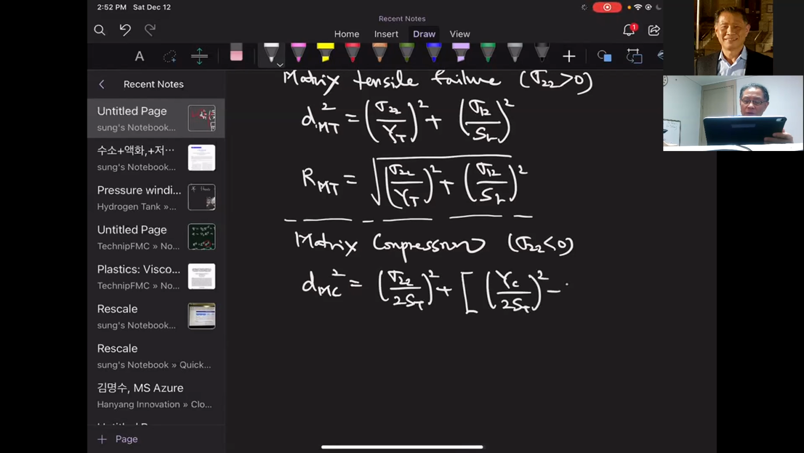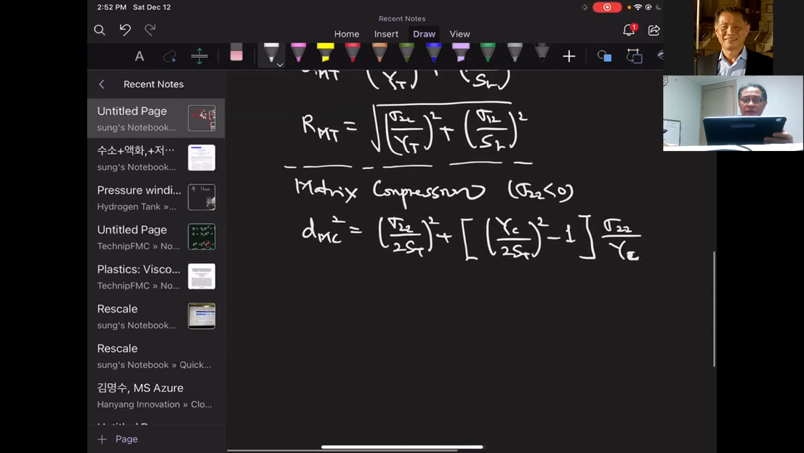And you may wonder how these equations are derived. Well, we can refer to the original paper authored by Hashin, which was more than 30 years ago. We can refer to that one. But anyhow, we just accept these equations. So now, okay, this is the expression we have in our lecture notes.